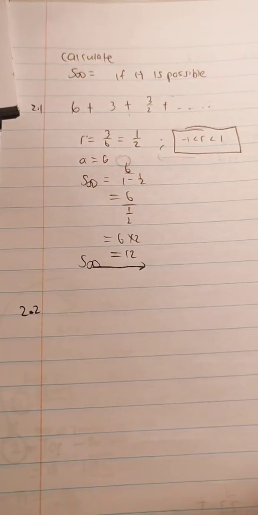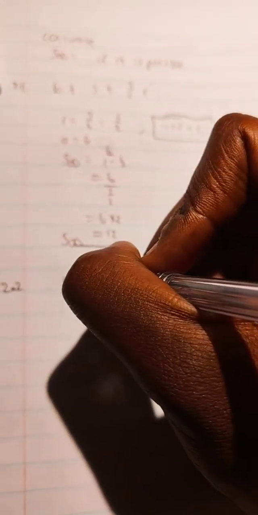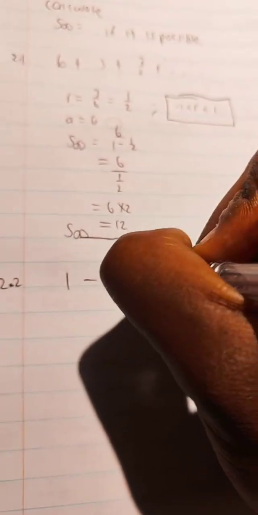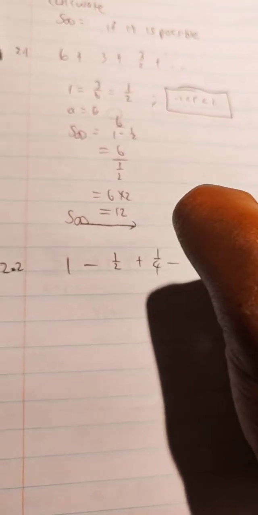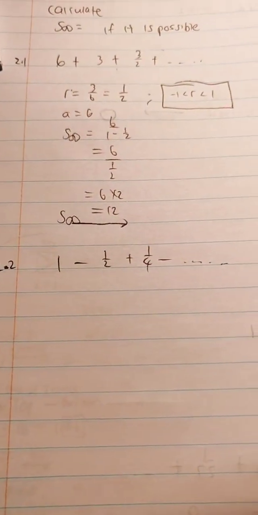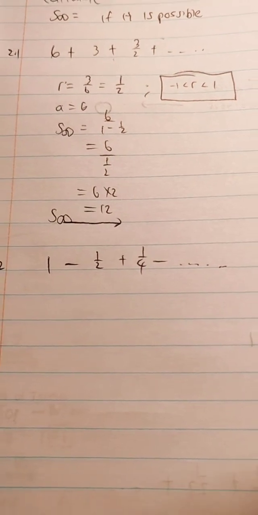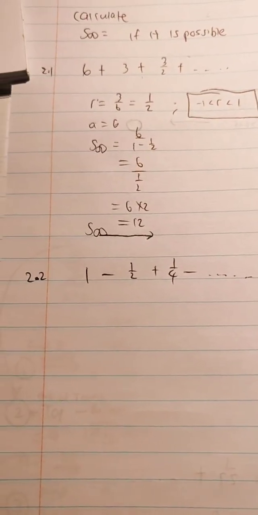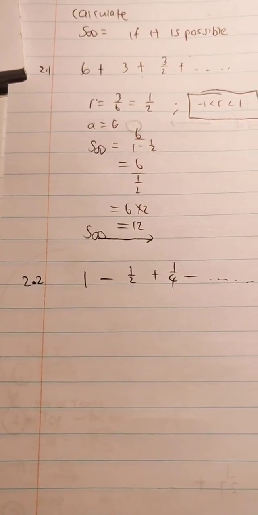Okay, very important. Let's look at the next question. Calculate it. Still same thing, sum to infinity if it is possible. 1 minus half plus 1 over 4 minus ... Can we calculate sum to infinity here? Is it possible to calculate sum to infinity? If it is, please go ahead and calculate sum to infinity. If it's not, then say so. No, so we can't calculate sum to infinity here.